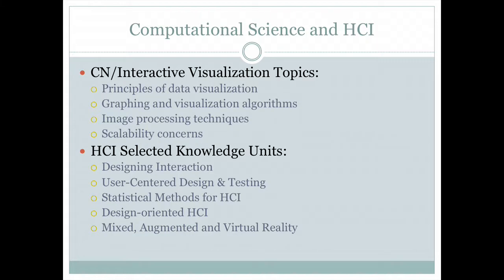The things that happen in the other two knowledge units: in computational science, it's principles of data visualization, some algorithms, some image processing, and particularly scalability, because that's where it bites you. In HCI, it's more things on the design, user-centered interaction, and evaluation side.